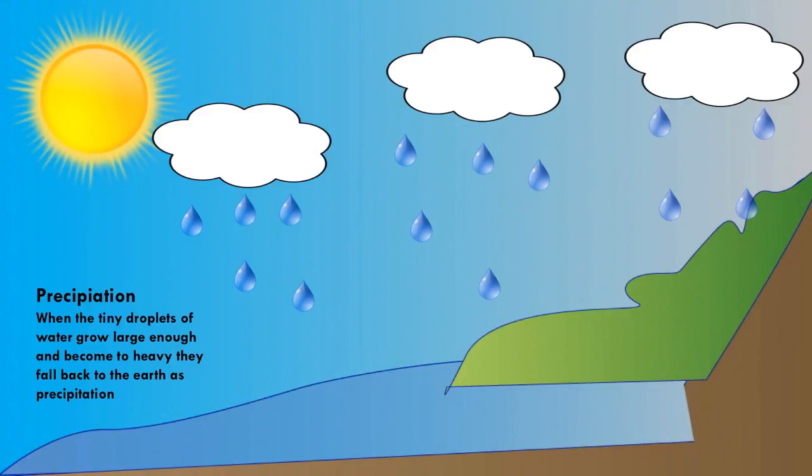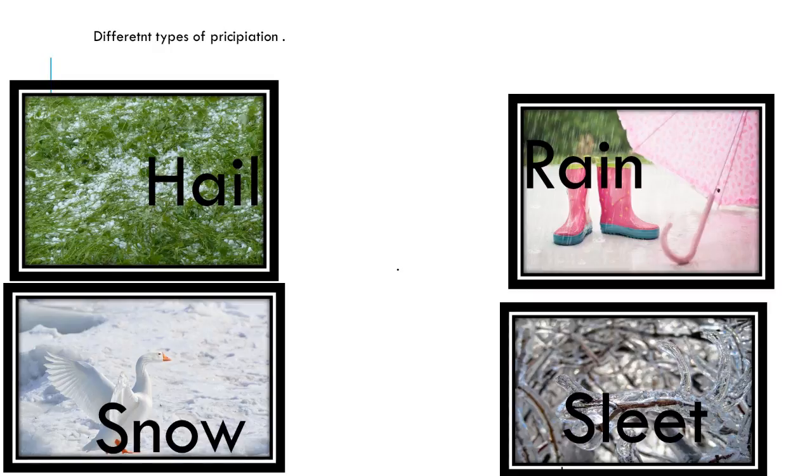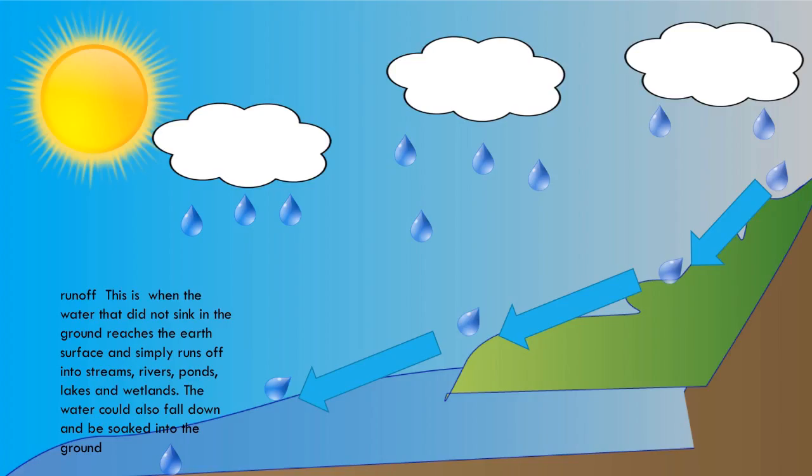When the tiny droplets of water grow large enough and become too heavy, they fall back to the earth as precipitation. Precipitation can occur in four different forms: rain, hail, sleet, a mixture of ice pellets mixed with rain, and snow. Once the water falls back to the earth, there are two routes the water can take before it starts the water cycle all over again.